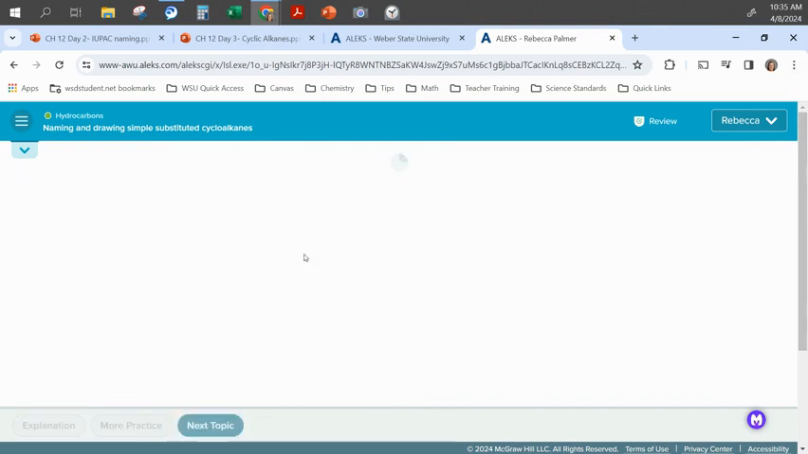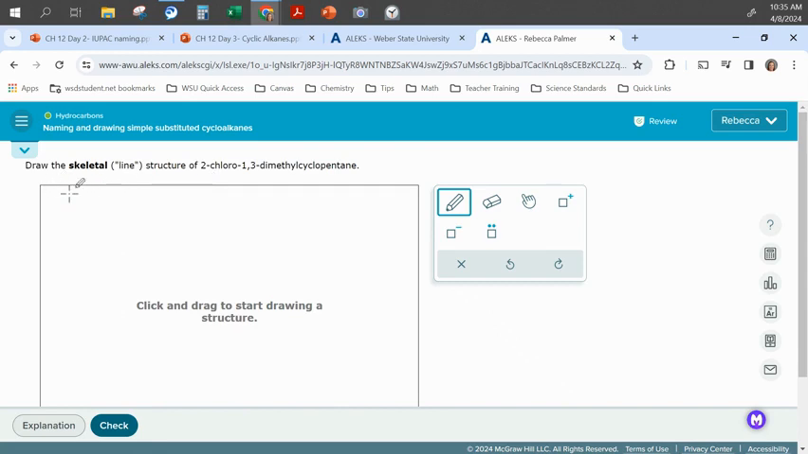We'll kind of go back and forth between naming and drawing. Draw a skeletal line structure of 2-chloro-1,3-dimethylcyclopentane. Okay, so cyclopentane is the main structure. If you get this on the test, make sure if it says cyclo, you make a ring structure, don't just draw pentane. So pentane looks like a little box with a little, kind of like a little house. Oh great, and this can fix it for me. And then 1, 3, so I just put methyl over here, it doesn't really matter.